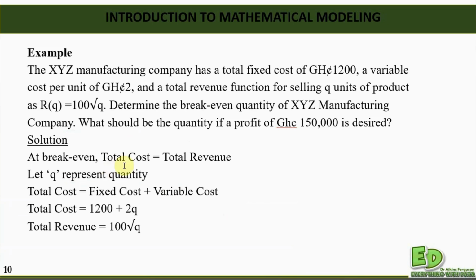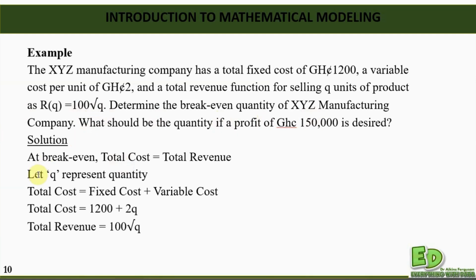Another example here, the XYZ manufacturing company has a total fixed cost of 1,200, a variable cost per unit of 2 Ghana cedis, and a total revenue function for selling Q units of a product as 100 root of Q. Determine the break-even quantity of XYZ manufacturing company, right? What should be the quantity if the profit of Ghana cedi 150,000 is desired?